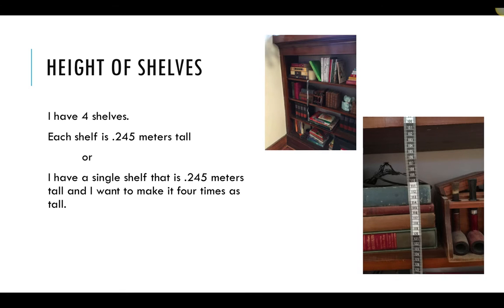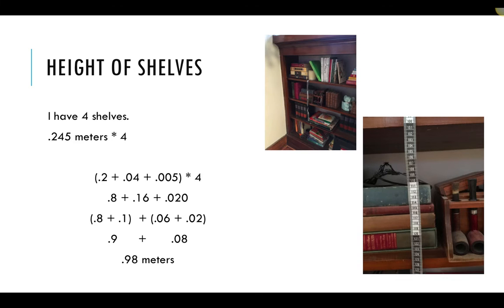And then remember my 4 shelves. If each shelf is 245 thousandths of a meter tall, I can either have 4 shelves, each of that height, or I can think of a single shelf and make it 4 times as tall. Either way, I'm multiplying by 4. So I'll have 2/10 of a meter, 4/100 of a meter, and 5/1000 of a meter, all being multiplied by 4.